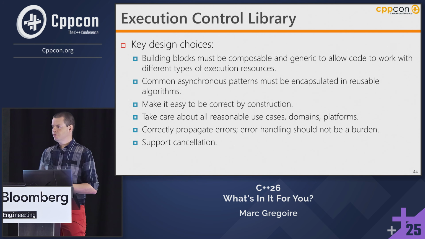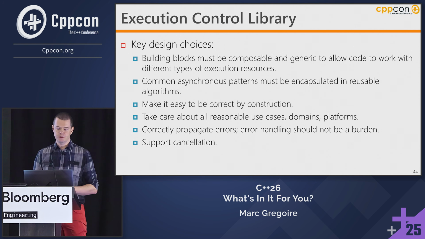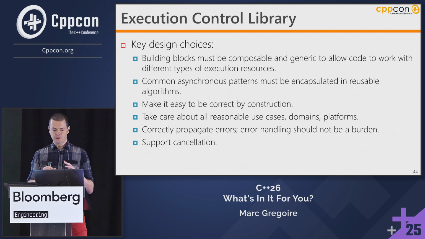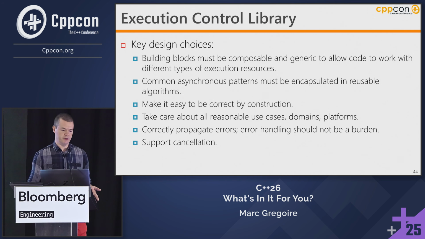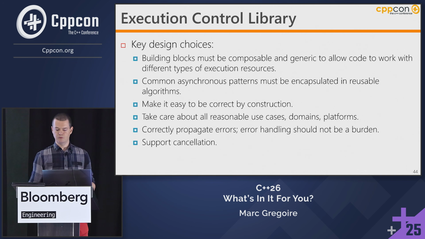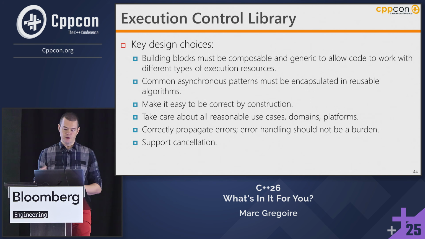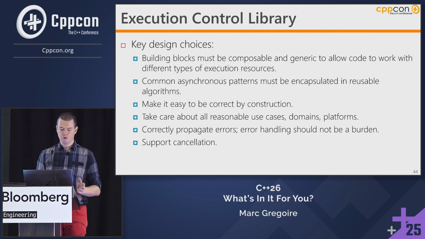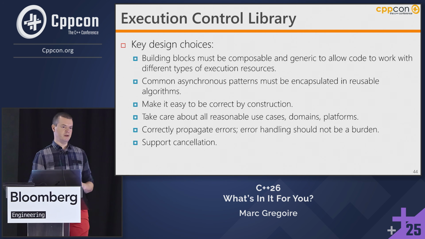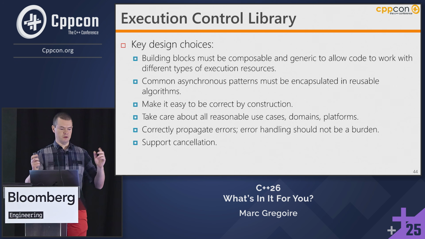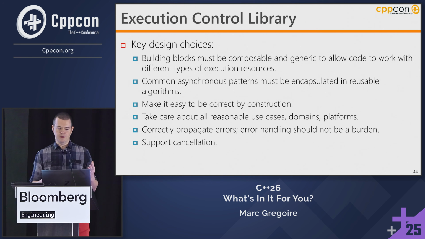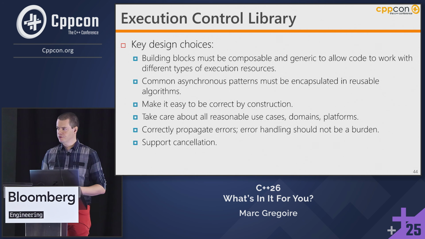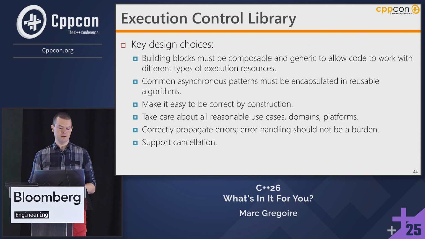So the execution control library has a couple of key design choices. The building blocks must be composable and generic to allow code to work with all kinds of different execution resources. So the code shouldn't think about whether it's running on a GPU or on a CPU or things like that. And common asynchronous patterns must be encapsulated and easy to reuse in some kind of pipeline. The whole point of this library is that it's easy to use correctly by construction, which is not the case with std async and promise and so on.